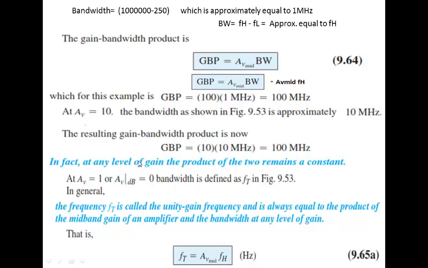So if you take any level of gain, the bandwidth accordingly would be such that the product of the two would remain constant.